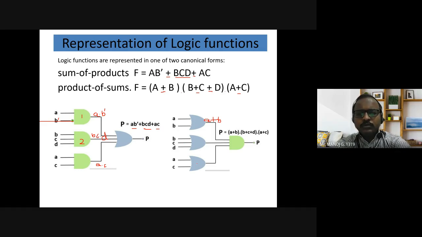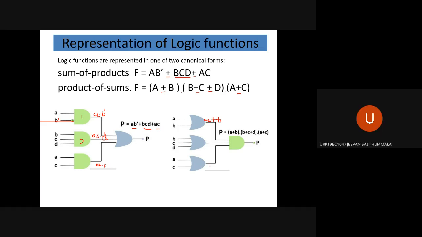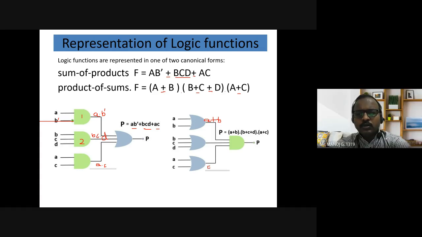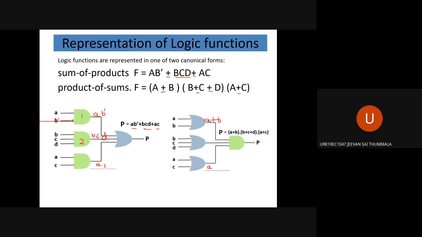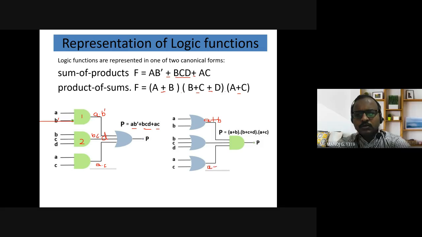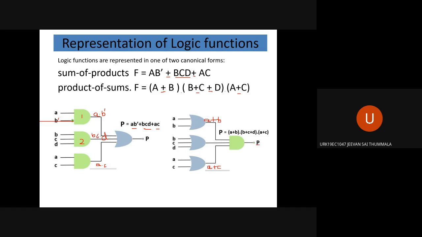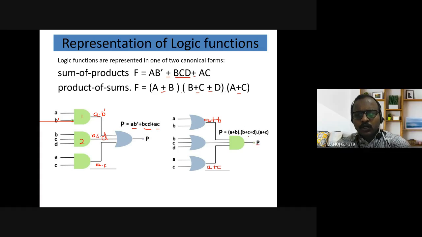What about the third one? That's also an OR gate and it's A plus C. So what would be the total output for this? It's A plus B, into B plus C plus D, into A plus C.